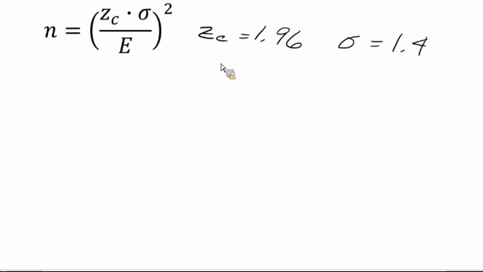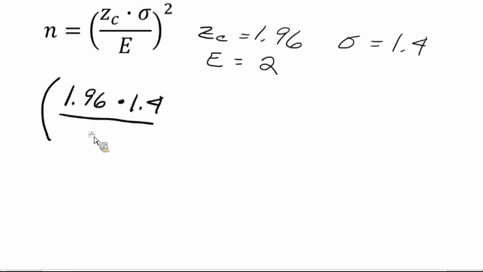And the sample mean is within 2 units of the population mean, and this is our margin of error, E, which is going to be equal to 2. So we can now plug our values into this formula. We have 1.96, and we're going to multiply that by our standard deviation of 1.4. We're going to divide that by our margin of error, which is 2.